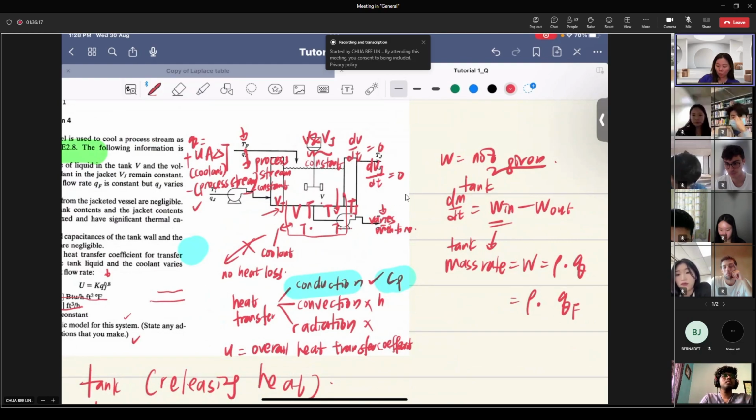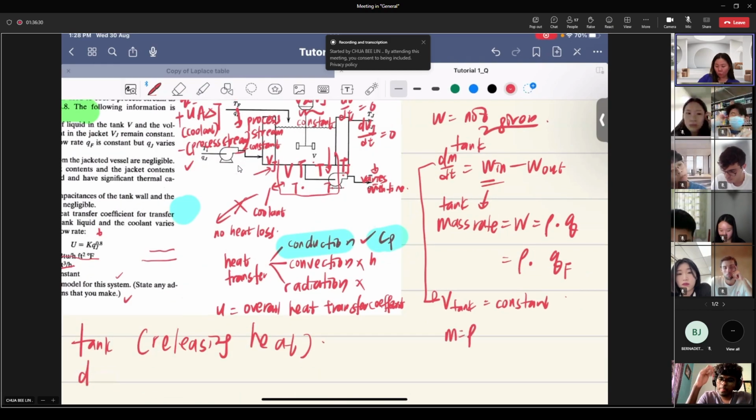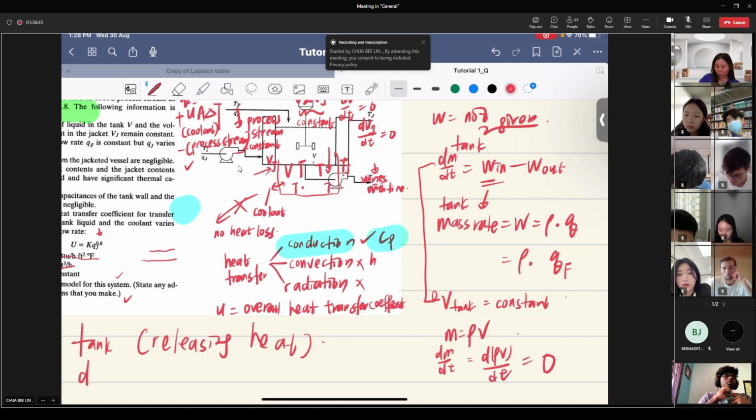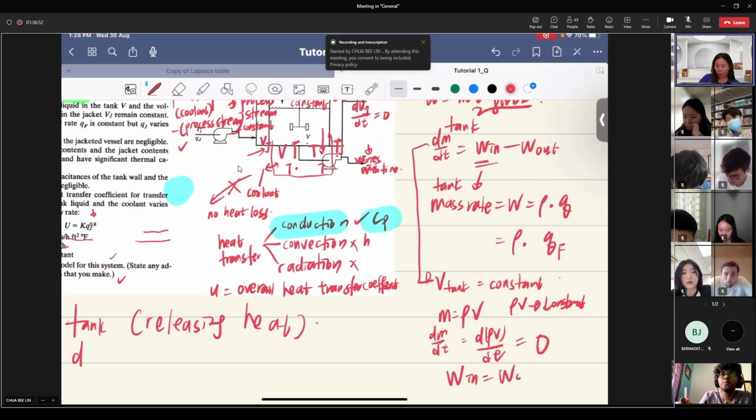So the in will equal the out. It is because of constant volume. If you remember this, V of the tank is constant, so you have M equals rho V. So dm over dt equals d(rho V) over dt, and rho and V are constant, so you factorize rho V outside. Anyway, I just put it this way. It will give you 0 because rho and V are constant. So if you have this, then you have W in equals W out.